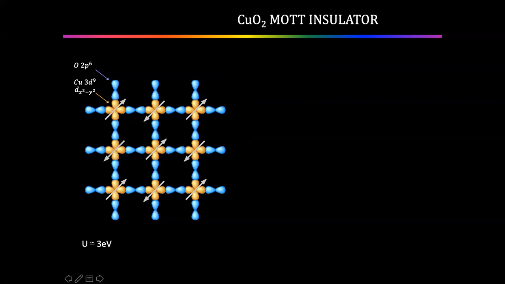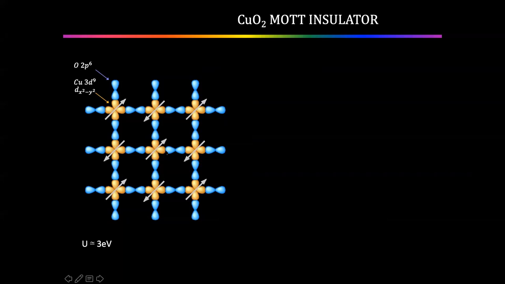The 3d10 state is empty. And because of the crystal field symmetry, the spatial symmetry of the orbital with one electron in it is dx² minus y². Now the adjacent atom is oxygen. It captures two electrons and closes its 2p6 shell. So to first order, it's inert.